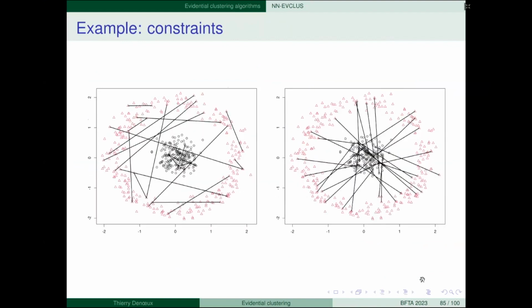So here we have this kind of data set. On the left, you have must-link constraints. On the right, you have cannot-link constraints. The number of pairs of constraints here is much smaller than the total number of pairs, maybe 1% or something like that, or even less than 1%.